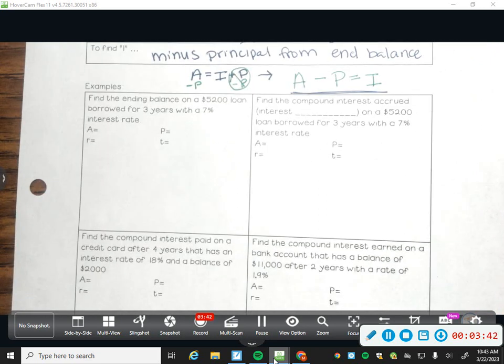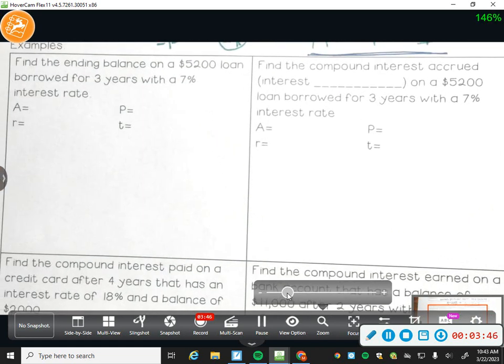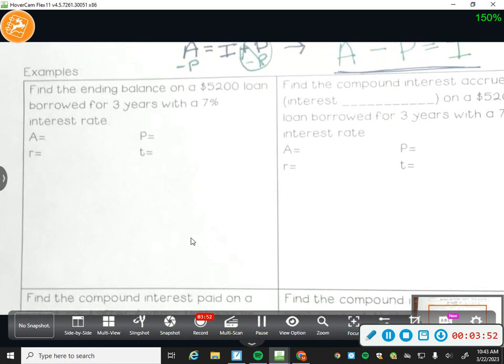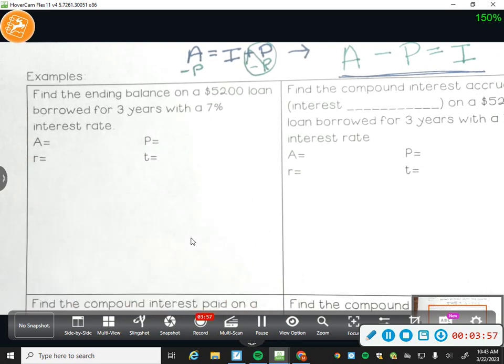Now let's look at some examples, and I'll zoom in so we can see that a little better. First example wants us to find the ending balance on a $5,200 loan that was borrowed for 3 years with a 7% interest rate. This is compound interest today.